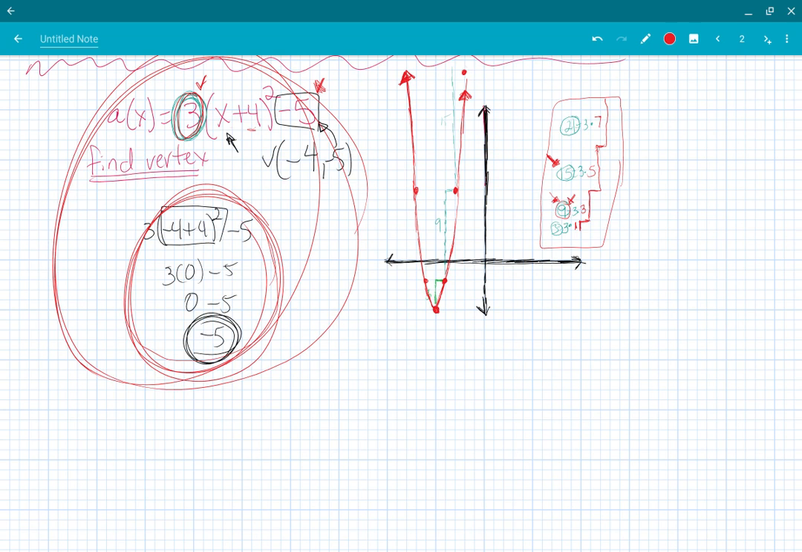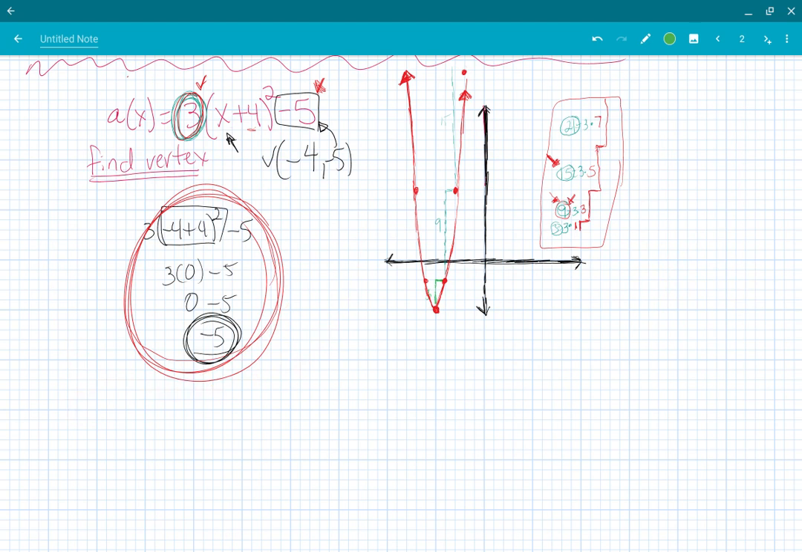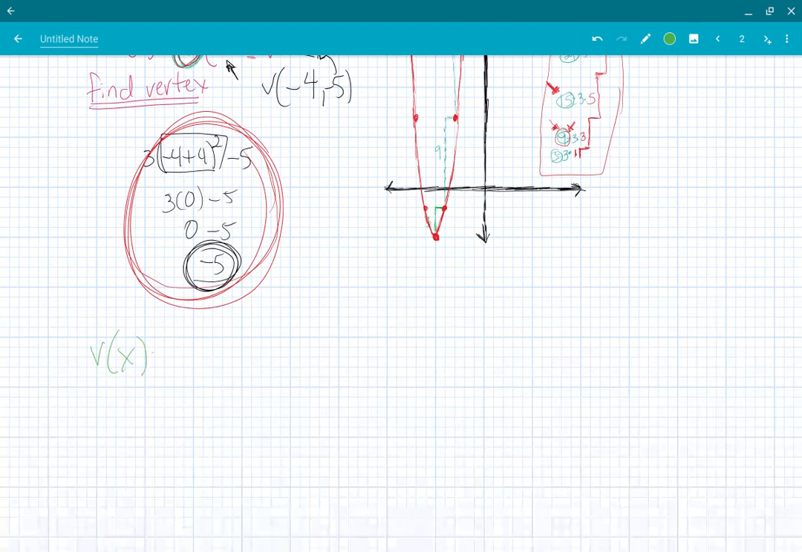All right. So here's the last one we have for today. This is the real last one. We're going to do the same thing as before, except it's not going to be a quadratic. It's going to be an absolute value, the same numbers. So we're going to put v of x equals 3 times absolute value of x plus 4, minus 5.